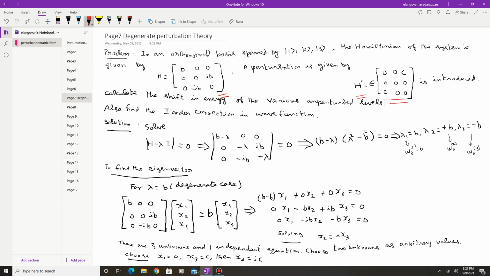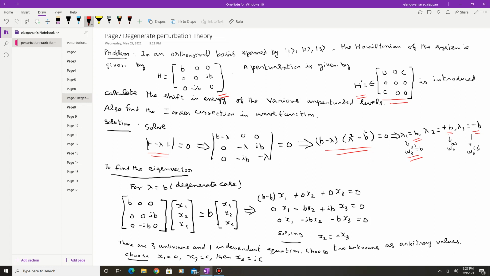Now you take H minus lambda I and evaluate this determinant, so you can get the characteristic equation. Once you solve this determinant, you get the characteristic equation, and if you solve this one, you have 3 eigenvalues. So B is one eigenvalue, another plus B is another eigenvalue, third one is minus B. So there are 2 eigenvalues that are the same and 1 eigenvalue that is different. When more than 1 eigenvalue is the same, you can call this a degenerate level.